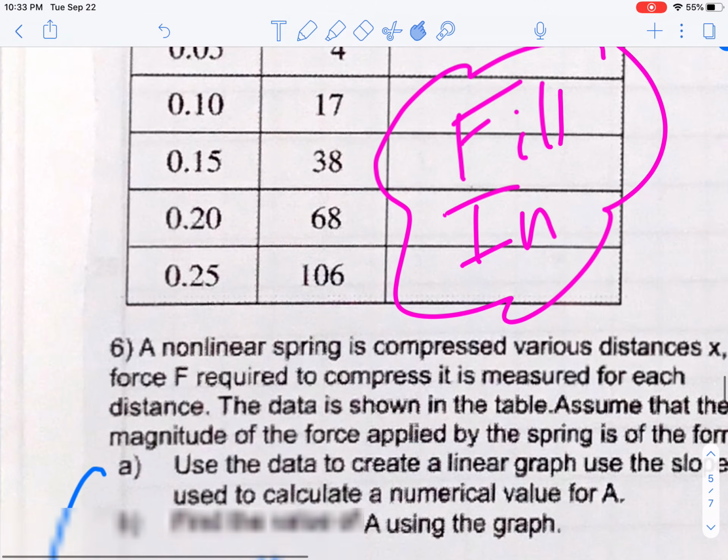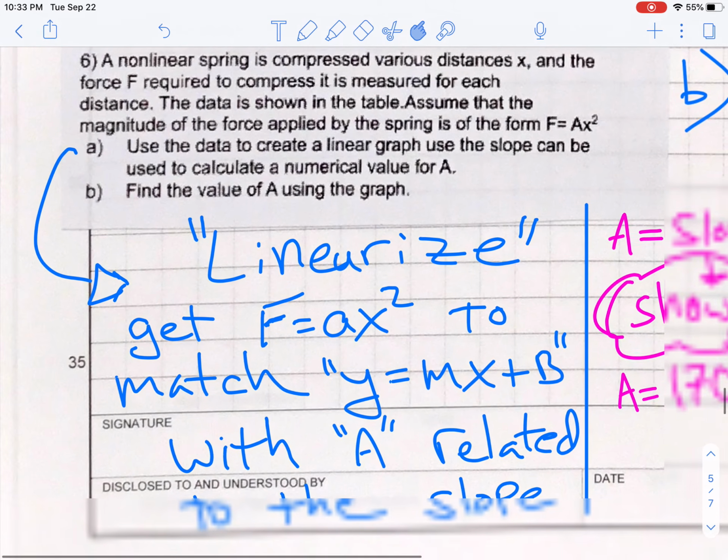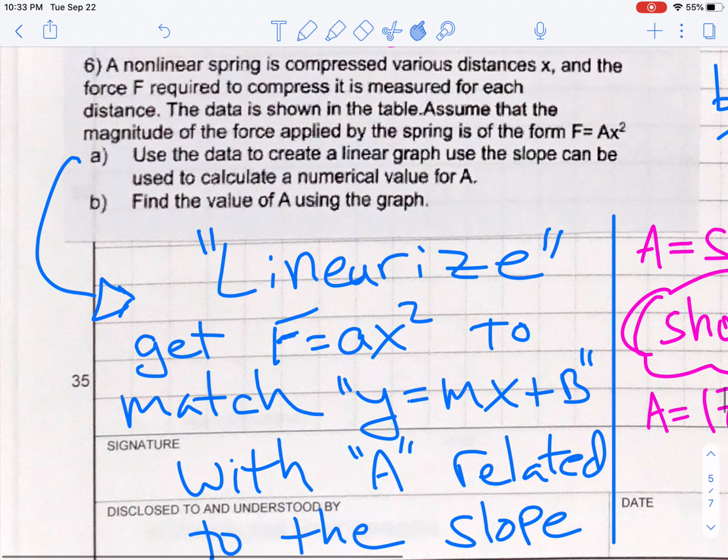In this next question here, we've got a nonlinear spring. That just means it does not obey Hooke's law in the standard sense. And this nonlinear spring has an equation of F equals AX squared. That's just like F equals KX, but instead of KX, it's X squared. So it's proportional to the displacement squared. That means if you compress it twice as much, it's actually going to push 4 times harder on you.